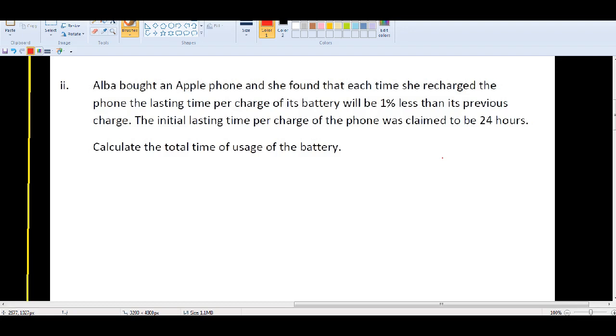The initial lasting time per charge of the phone was claimed to be 24 hours. So initially it's 24 hours. I think for an Apple phone it's not that short, but for the sake of simplicity I put in a number for our example. Calculate the total time of usage of the battery. So until the battery becomes flat, how much time could Alba use it? Let me give you some time.